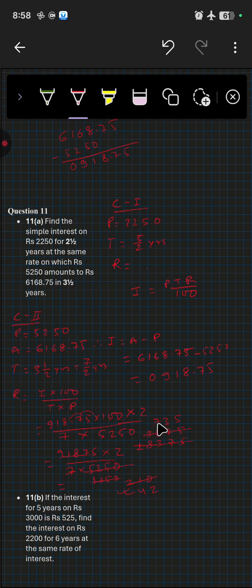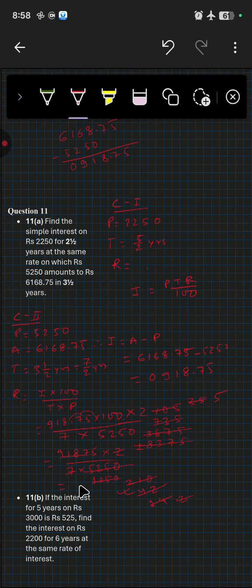7 can reduce it. 7 ones are 7, 7 fives are 35. 3 can reduce it. 3 ones are 3, 3 fours are 12, 3 threes are 9, 3 fives are 15, 7 twos are 14. 2 and 2 can be reduced.